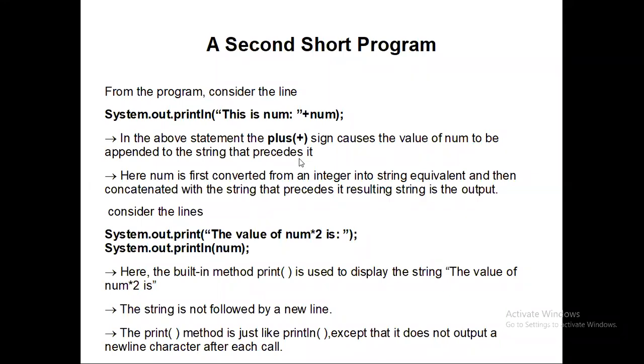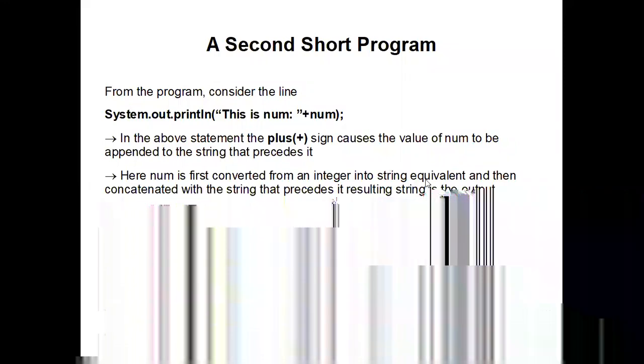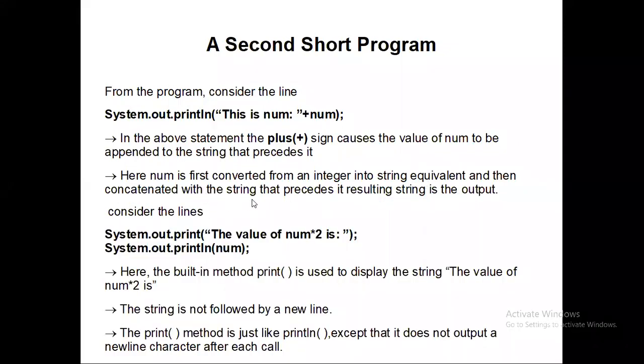So the string which is before num is "This is num". For that it will append. Here num is first converted from an integer into its string equivalent. See, this sentence is very, very important, because num holds the integer value, and in the println statement we have to supply a string value, but 100 is an integer value. So what will it do? First the integer value is converted into its string equivalent, then concatenated with the string that precedes it, resulting in a string as the output. So finally we'll get the output as a string.